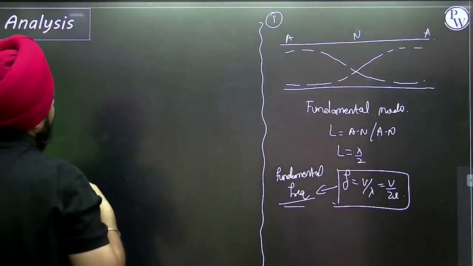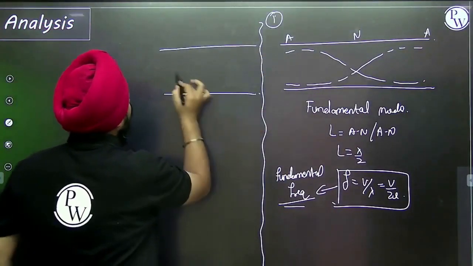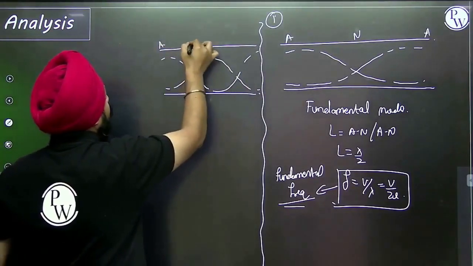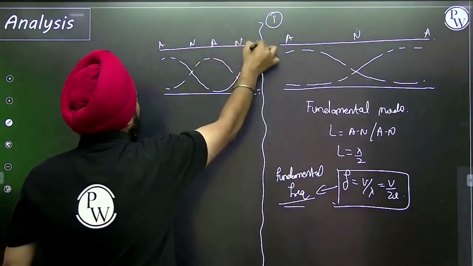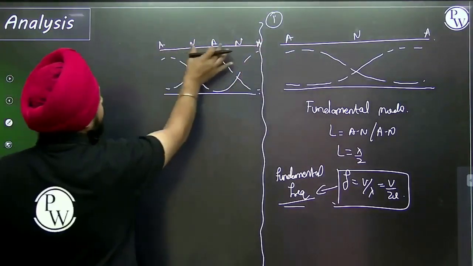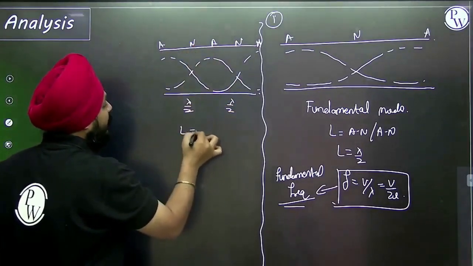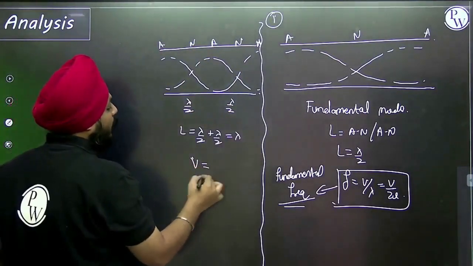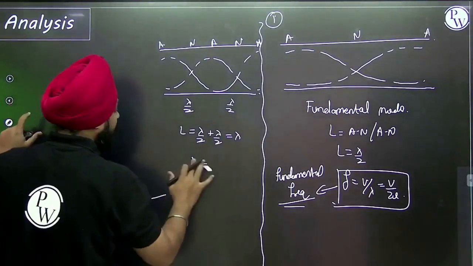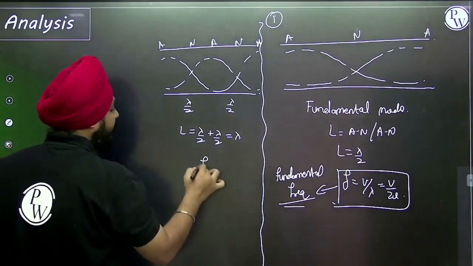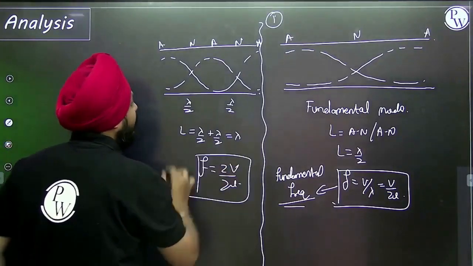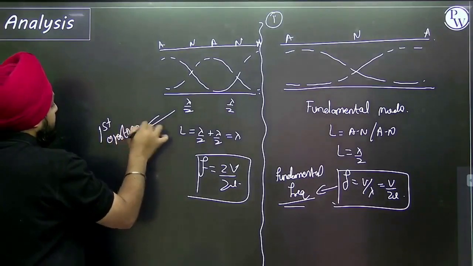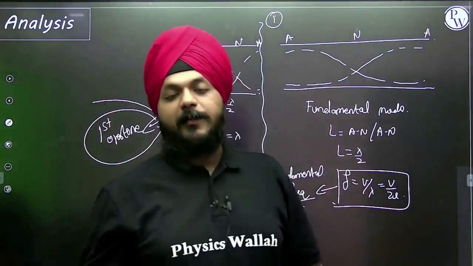Right. Okay. Now, like this way, we can move on to antinode, node, antinode, node, antinode. So the distance between two is lambda by 2, and this is lambda by 2. Total length, lambda by 2 plus lambda by 2, is equal to lambda, right? So here we get the frequency in symbolic notation: f is equal to 2V by 2L. Like this way you can calculate. This is the first overtone. This is how our organ pipes are identified.